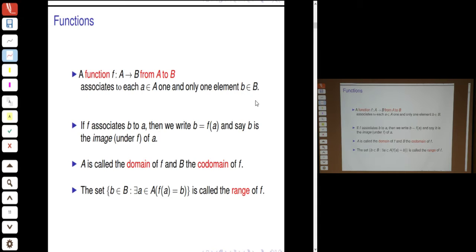For example, maybe you are working on the interval 0 to 1 and your favorite function is f(x) equal to 1 minus x. It just switches, it just flips the interval. So f(0) is 1, f(1) is 0, f(1/2) is 1/2.